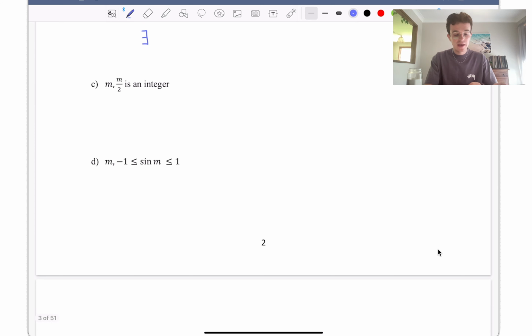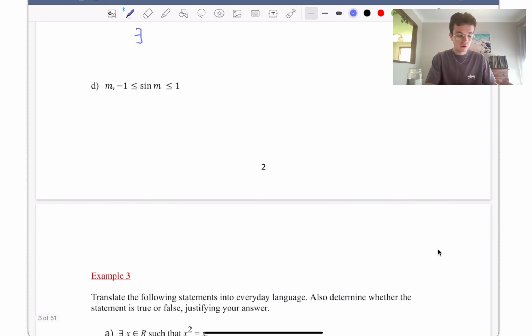Part C: for m, m on 2 is an integer. Well, we know that if you divide all numbers by 2, you're not going to get a whole number. So we know that that's not true. We can't put for all, but it is true for some numbers. It's true for all of your even numbers, so we're going to put there exists. Part D, we've got for m, sine of m is between -1 and 1. Well, sine of anything has to be between -1 and 1, so it's for all m. Any value of sine is going to be between -1 and 1.